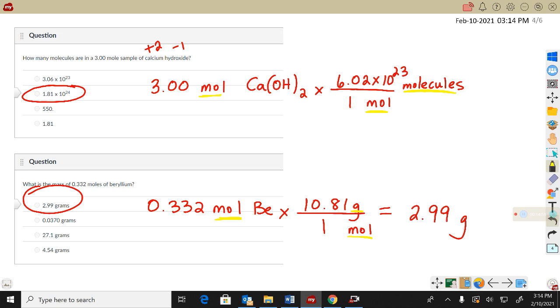The other thing that I should note too is that on the top one with calcium hydroxide, if I wasn't using grams, I kind of didn't even need to find the formula, did I? The only time that I need to know the formula is if we're dealing with grams, because the mass will be different depending on what the substance is. But this relationship would be true for 3 moles of anything.